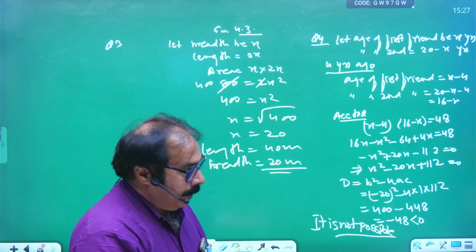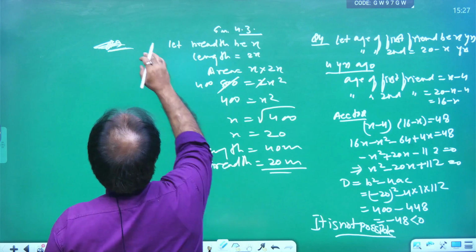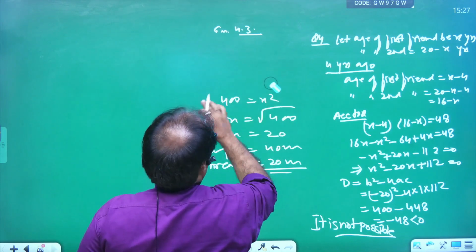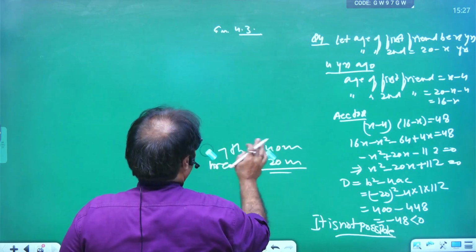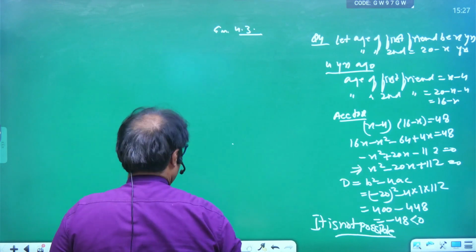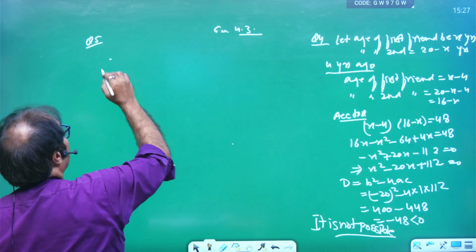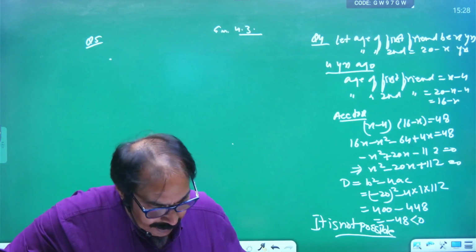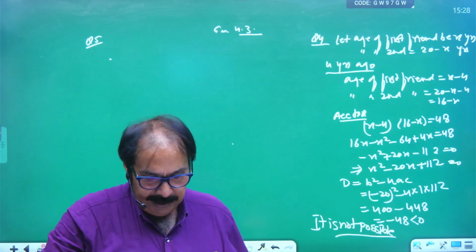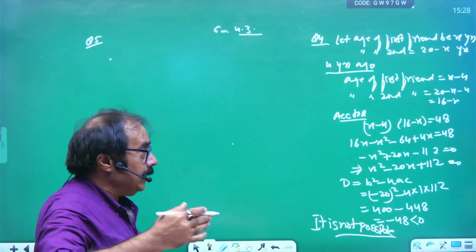Okay. And now the last question of this chapter number 4 as per your NCERT syllabus. Okay. So now I am taking question number 5. And question number 5 says, is it possible to design a rectangular park of perimeter 80 meter and area 400 meter square? If so, find the length and breadth, right?